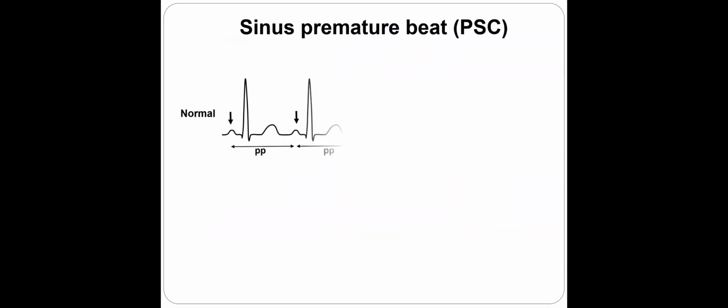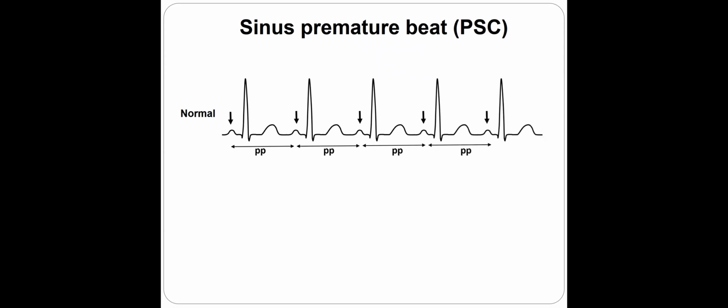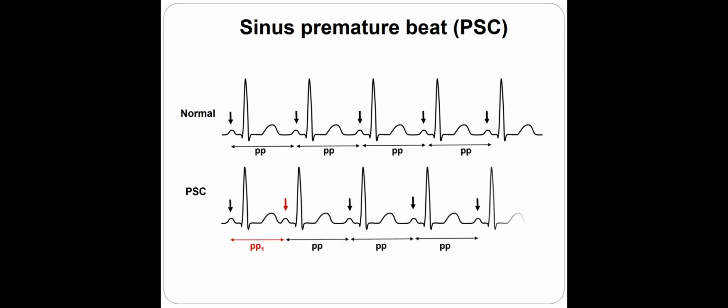Okay, let's talk about sinus premature beat. That's the normal impulse formation as you see here. We have a P wave followed by QRS and T wave, then P wave, and every PP or RR interval is the same. What will happen when we have a sinus premature beat? As you see here, we have an early coming P wave, and this P wave is identical with the other P waves because it originates from the same area. It should not be different within one lead. Okay, so far so good.